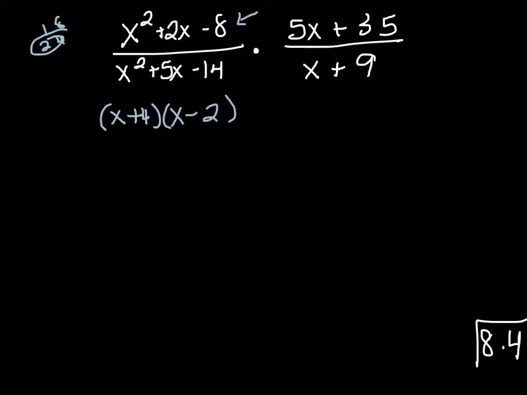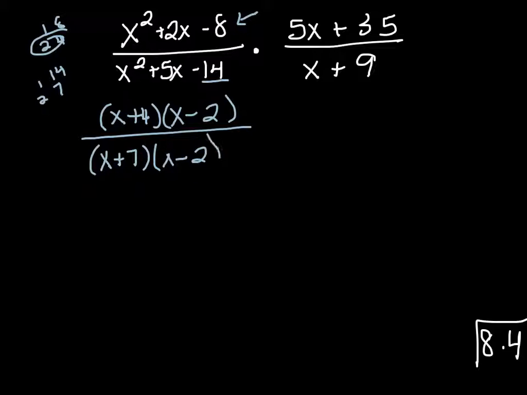Because when I take 4 and negative 2, they multiply to give me a negative 8, but add to give me a 4. On the bottom, multiples of 14, 1 and 14, 2 and 7. So they multiply to give me 14, and I read it backwards, but subtract to give me 5. So that's x plus 7 and x minus 2, because that multiplies to give me a negative 14 and adds to give me a positive 5.